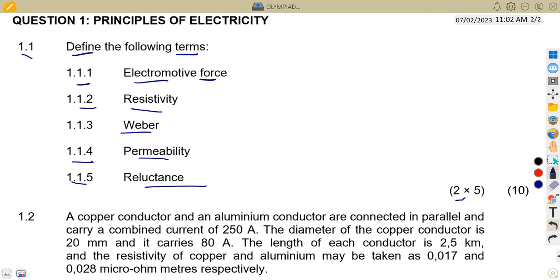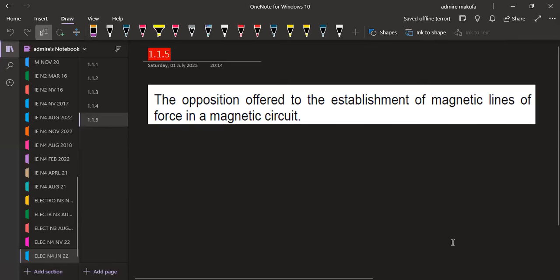All right. So reluctance is like resistance. The same way you understand resistance, that is the same way reluctance operates. It is the opposition offered to the establishment of magnetic lines of force in a magnetic circuit. Remember, reluctance is in a magnetic circuit, whereas resistance is in an electric circuit, the opposition to the electron flow, which is the current flow. So as long as you understand resistance, take that into a magnetic circuit. Now you are opposing the establishment of the magnetic lines. That is how you can memorize the definition for reluctance.